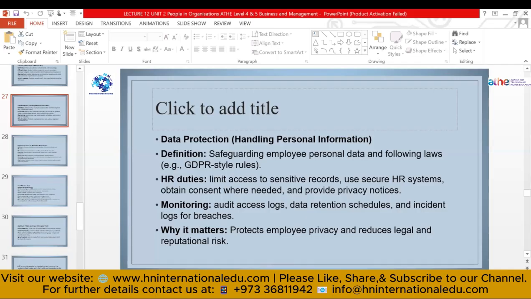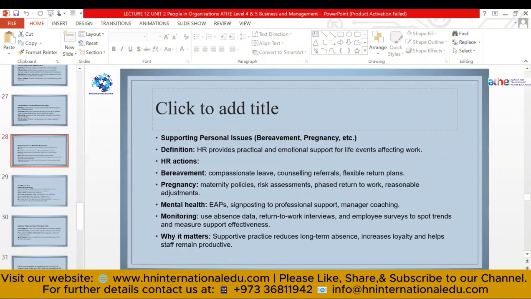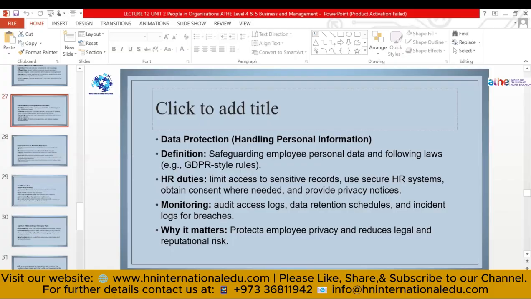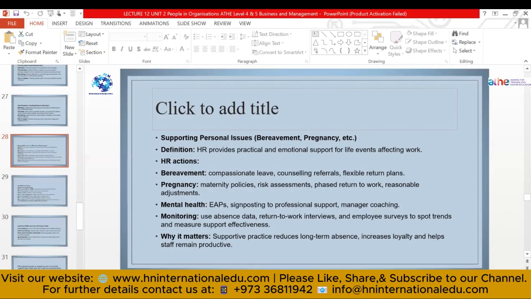Why it matters: systems get hacked. It protects the employee privacy and reduces the legal and reputational risk. In this way, even the organization gets into trouble regarding the personal information data leak. Then the last point from your indicative content was this, that is supporting personal issues.